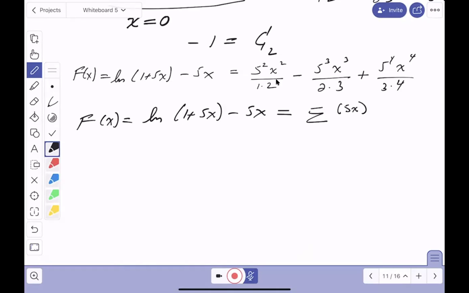And let's look at the power first. So it looks like we're starting at 2, doesn't it? And going off to infinity. I'll clean this up later, by the way. Now, what's the bottom going to be? Well, it looks like there's an n here and then an n minus 1 here. And it alternates between plus and minus. So I'm going to say minus 1 to the n.